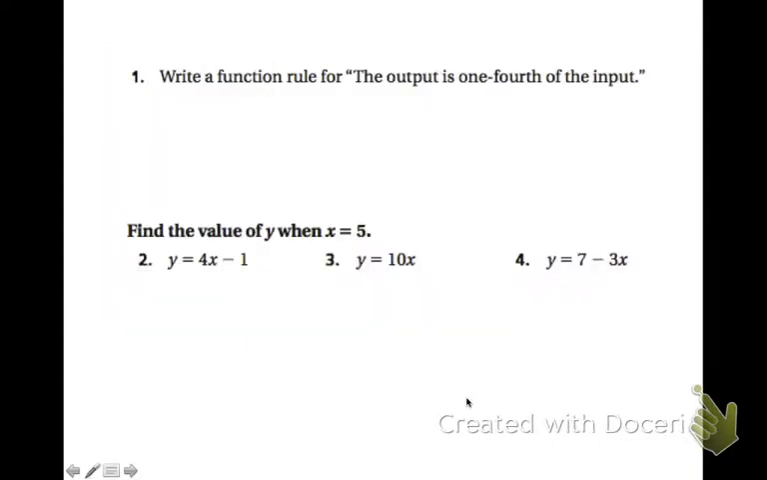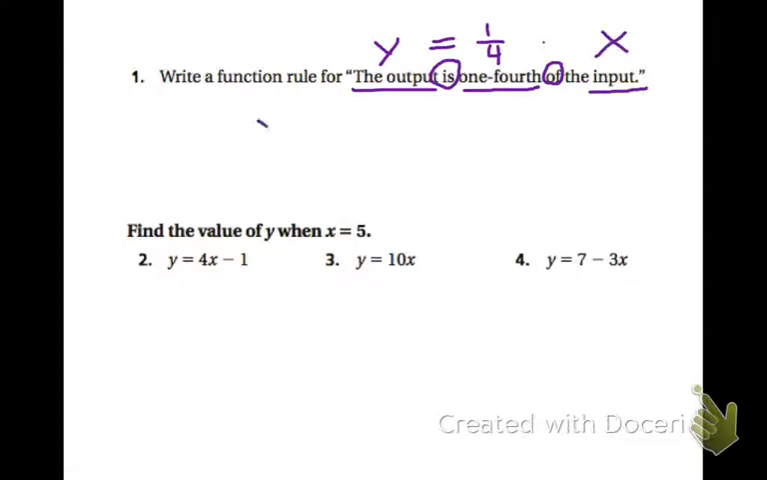So the first one, we see that the statement is the output is 1/4 of the input. So we know that the output is our y. This word is really important because in math it means equals. 1/4 can be written as a fraction. Of, in math, means times, right? So we use the dot multiplication, and we have the input, or x. So you would write y equals 1/4 of x.